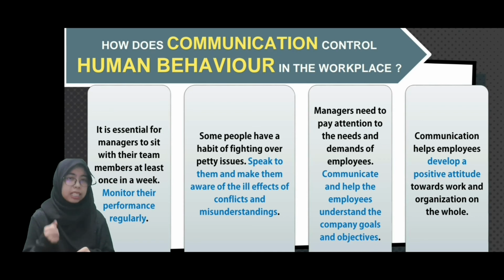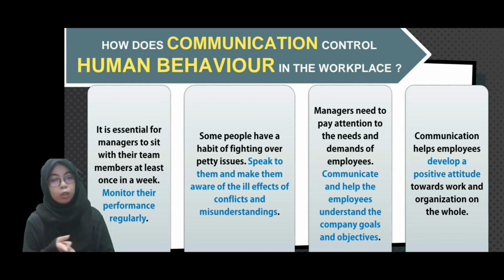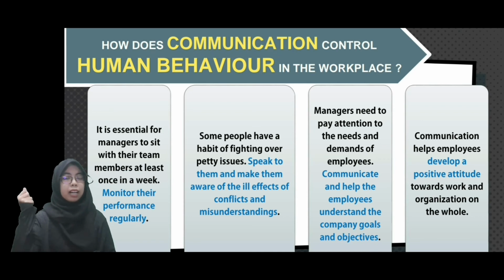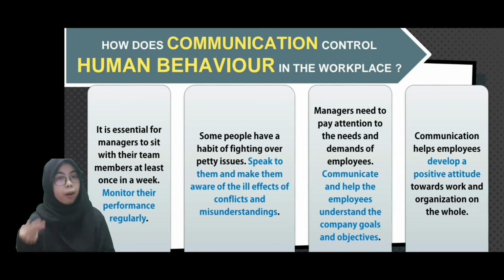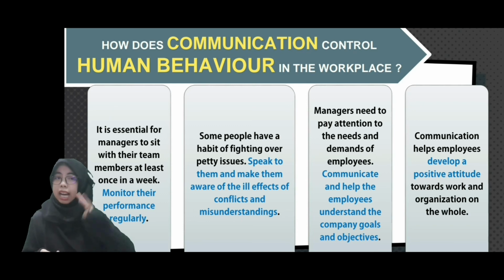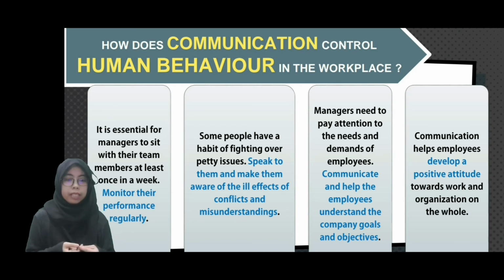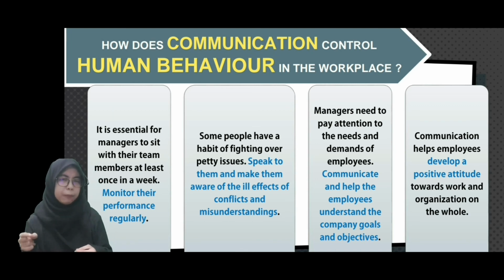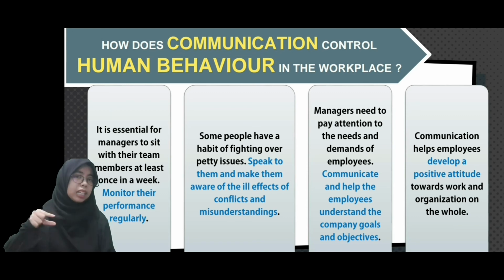Kerana apa? Kerana untuk mengawal ataupun monitor mereka punya performance ataupun pencapaian yang dilakukan oleh pekerja-pekerja. Yang kedua, some people have a habit of fighting over petty issues. Kadang-kadang terdapat beberapa individu ni yang suka membesarkan isu yang kecil menjadi lebih besar. Maka komunikasi di situ adalah sangat penting.